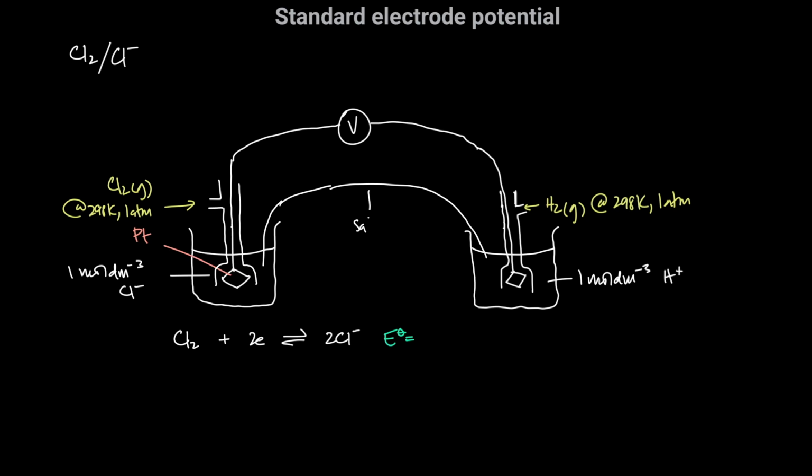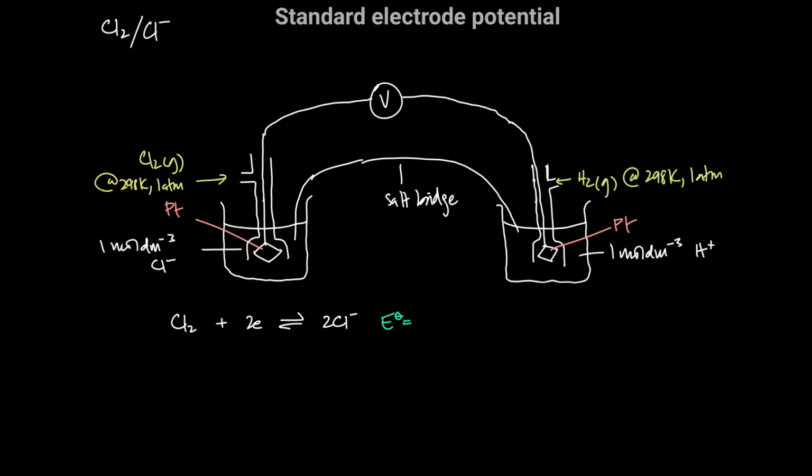So this is our salt bridge. Of course, in the standard hydrogen electrode, we also have a platinum electrode. And again, if you are asked to draw a labelled diagram, also label the voltmeter. Now you want to determine the standard reduction potential for this chlorine chloride half cell. And we know that the standard reduction potential for the hydrogen electrode is defined to be 0.00 volts. E naught is 0.00 volts.